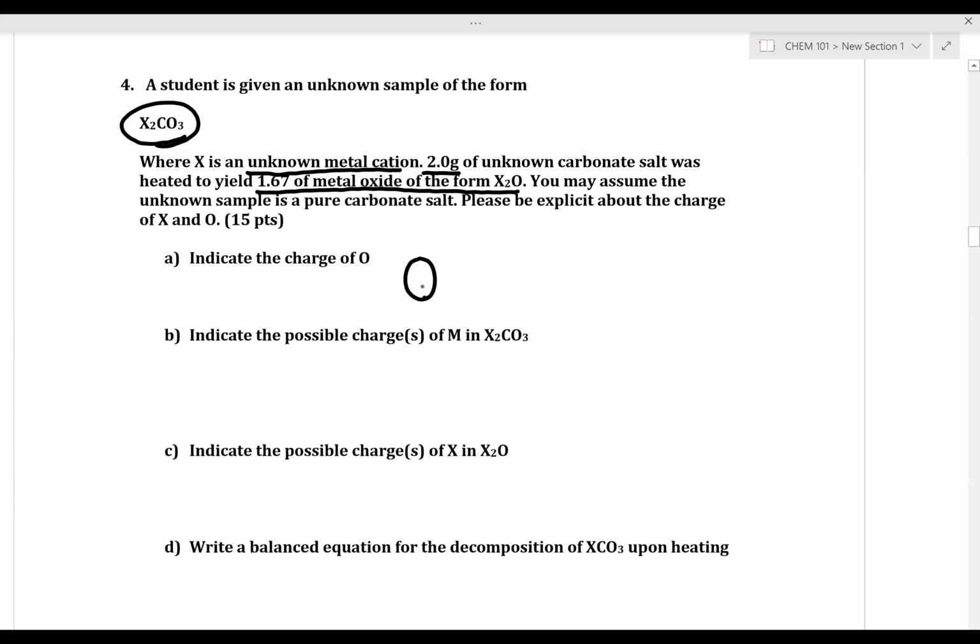So in general, looking at oxygen, what is the preferred charge of oxygen in a metal oxide? Yeah, 2 minus, right? It's a 6A element. 6 minus 8 gives us -2. Okay, looking at our metal, if we have X2CO3, what is the potential charge of X?